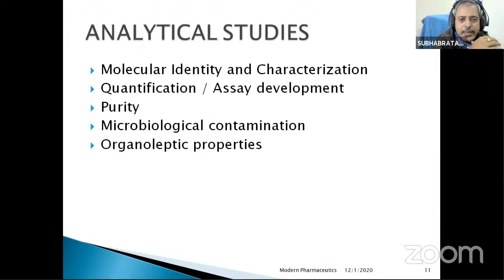In the analytical studies, another point which is often neglected is the organoleptic properties. The organoleptic properties of an API are the properties related to our sense organs, that is the taste, the smell, the texture, the feel, the color. These are some of the organoleptic properties which need to be studied in the very beginning.